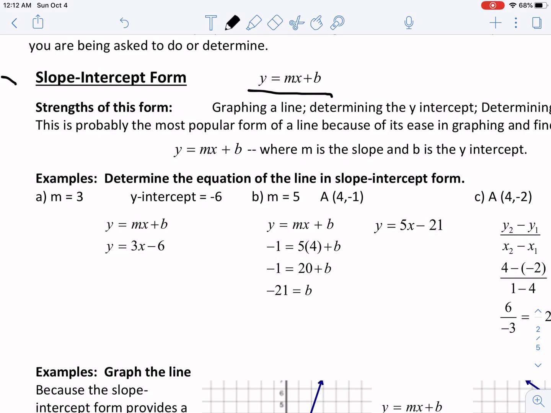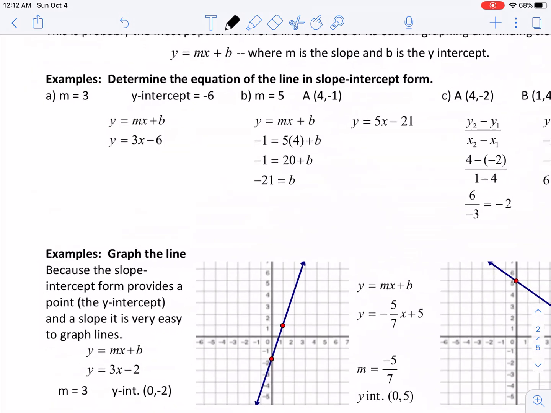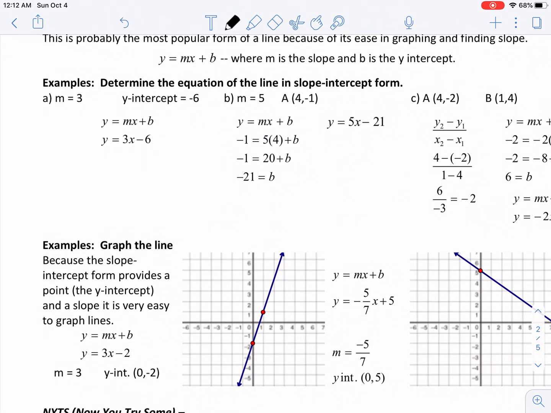But we also want to be able to take information. For instance, maybe they give us the slope, maybe they give us a point, maybe they give us 2 points, and we want to be able to write the y equals mx plus b from the information they give us. For instance, let's look at some of these examples they show here. They say, if I tell you the slope is 3 and the y-intercept is -6, can I write the equation of the line? Well, you might say, well, Mr. Pinksterhouse, what is the y-intercept?